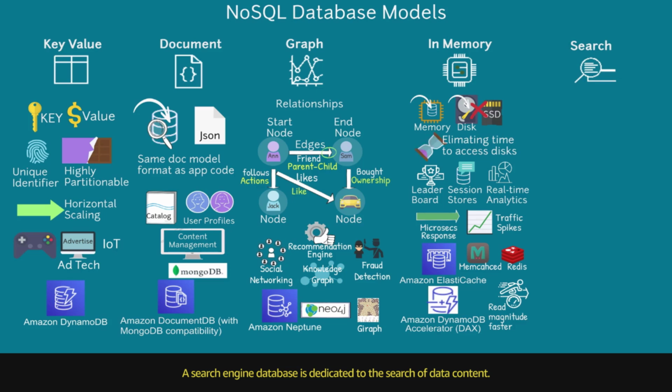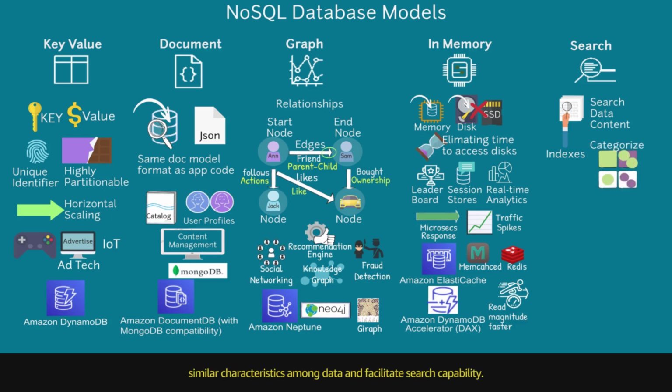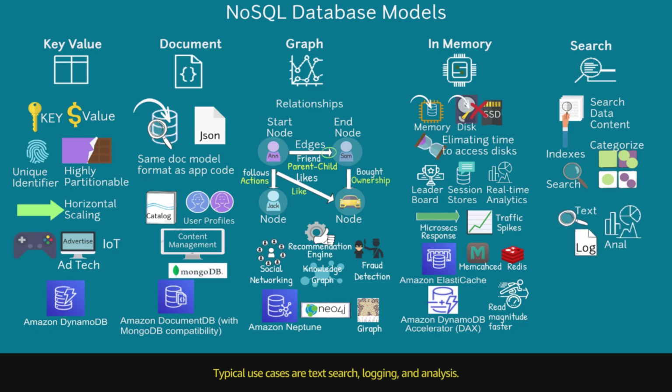Search. A search engine database is dedicated to the search of data content. Search engine databases use indexes to categorize the similar characteristics among data and facilitate search capability. Typical use cases are text search, logging, and analysis. Amazon Elasticsearch Service is a powerful, high-performance search engine for full-text search use cases.